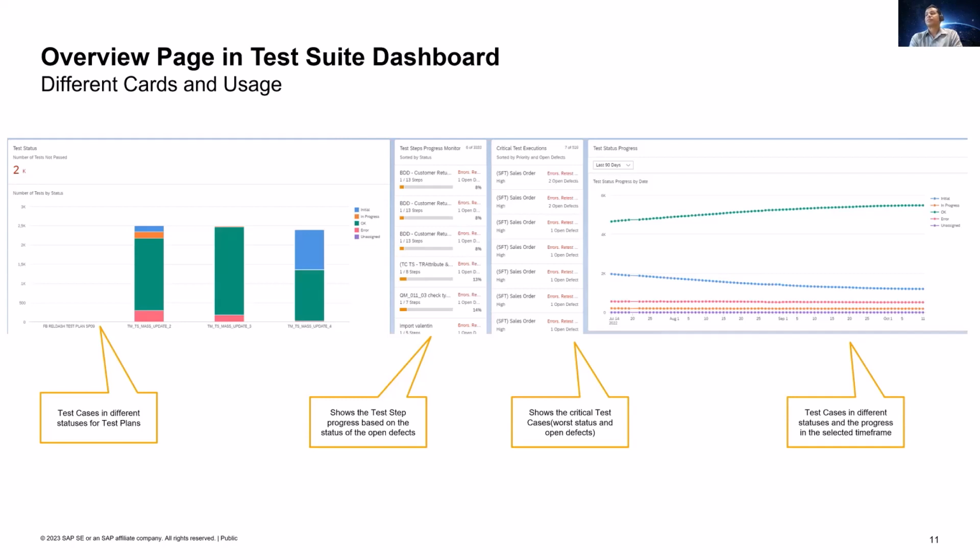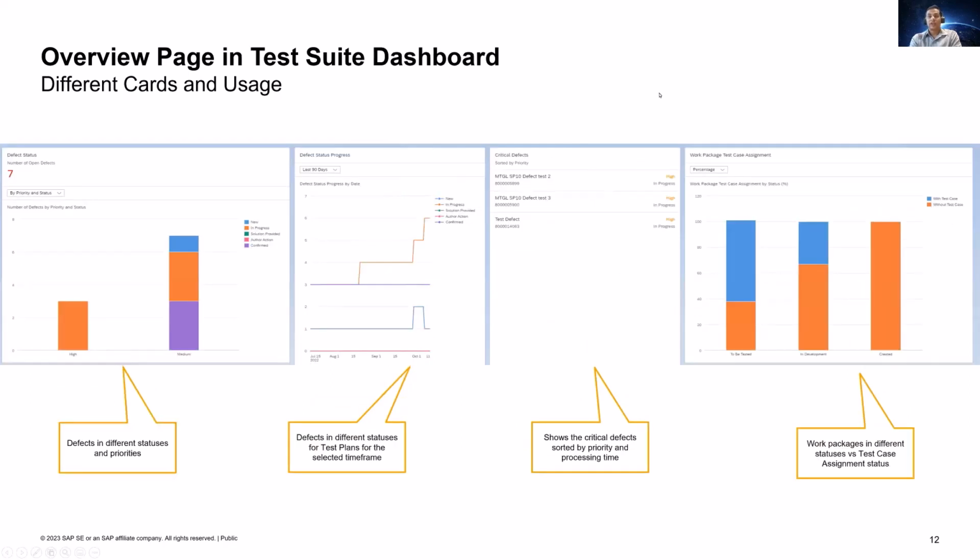The test steps progress, which is the next card, shows you the test cases in different statuses and the progress in the selected time frame. So you can select the time frame and see how your test case progress has been, how the test status has progressed, whether it has improved, whether it has deteriorated. You can also look at different statuses for each of these cards.